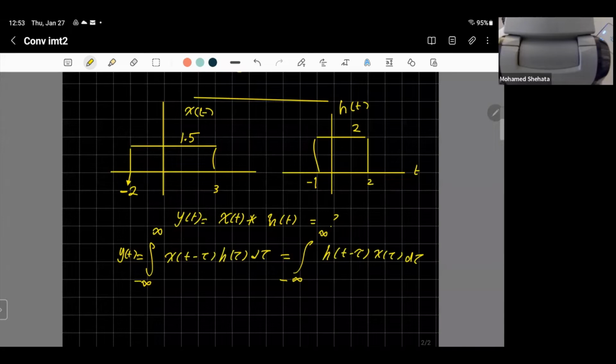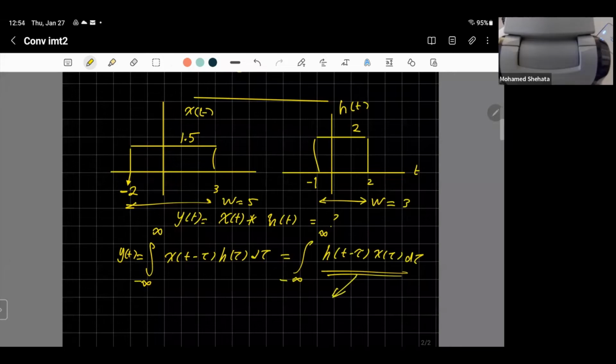To make a good choice, first you got to find the width of each signal. What is the width of this signal? The width is equal to 3, right? What is the width of this signal? 5. Which one is shorter? The shorter one, you make it t minus tau. Why? Because this one, you're going to slide. So you like to slide a small thing inside a big thing. You cannot slide a big thing inside a small thing. Makes sense?